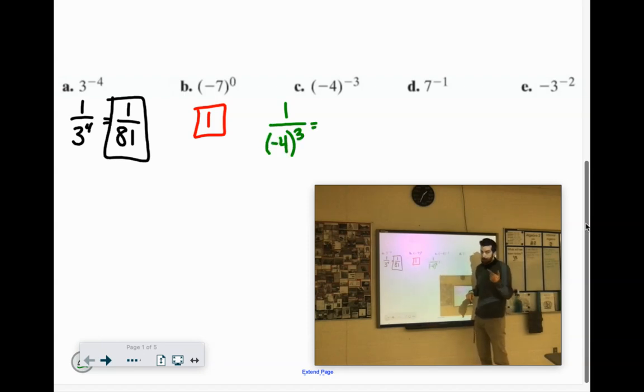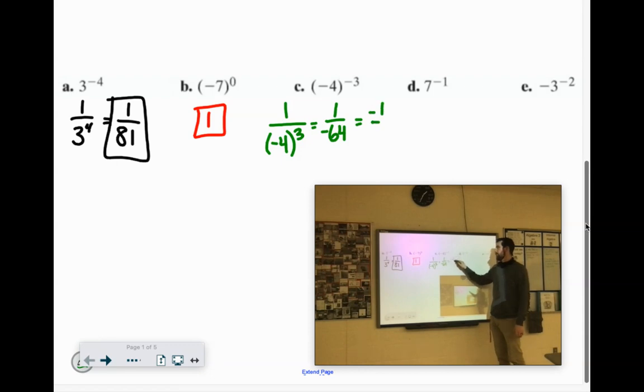Now, -4 squared would be +16, times another -4 would be -64. Typically in fractions, you see the negative up top in the numerator. So we'll just relist that as -1/64.